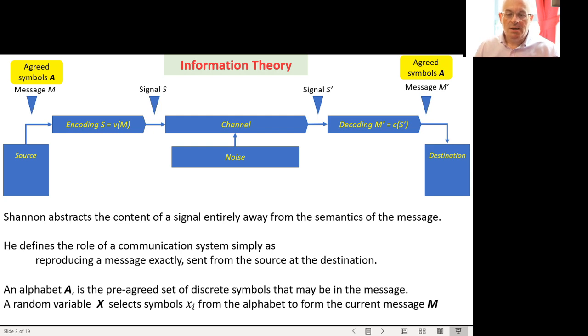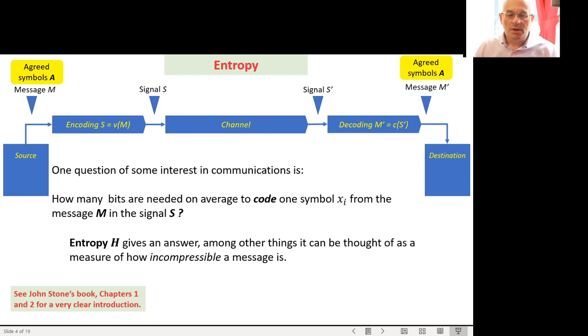So Shannon abstracts the content of a signal entirely away from the semantics of the message. And when you look at that, one of the things that you can then calculate about signals is entropy. And entropy helps to answer the question of how many bits are needed on average to code one symbol from the message in the signal S.